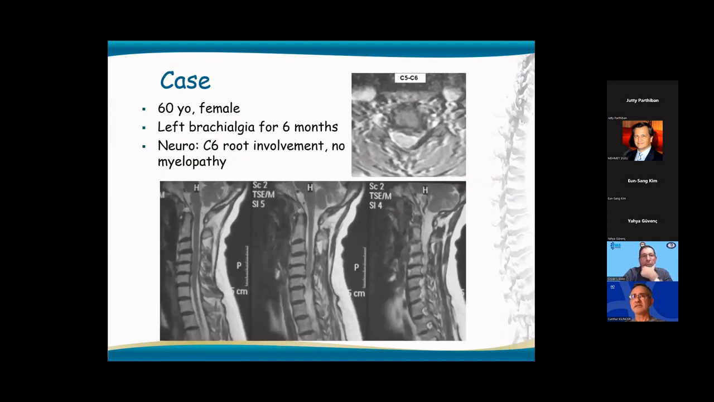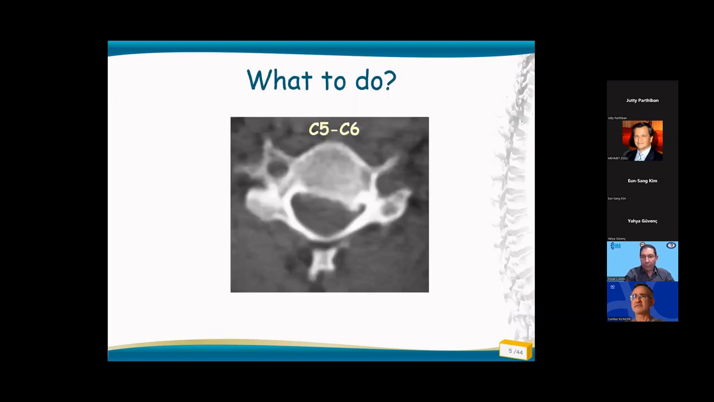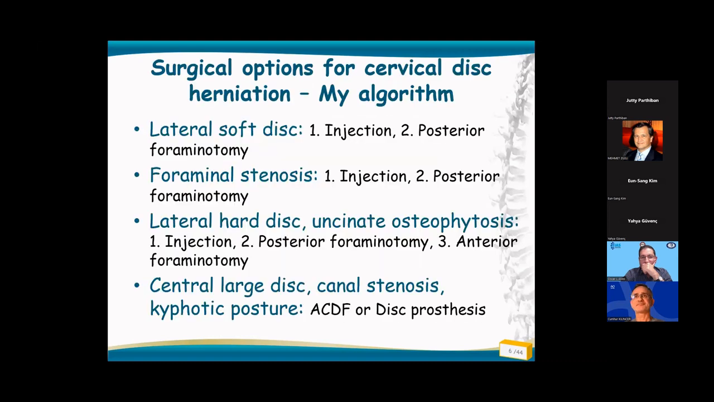This is the second case, a much older female, 60 years old. She has left arm pain for 6 months. Neurologically, she has C6 root involvement, no myelopathy sign, and she has an osteophyte at the left, symptomatic side, at the C5-6 level, as you can see. So how do you treat it, and what is the difference between these cases?